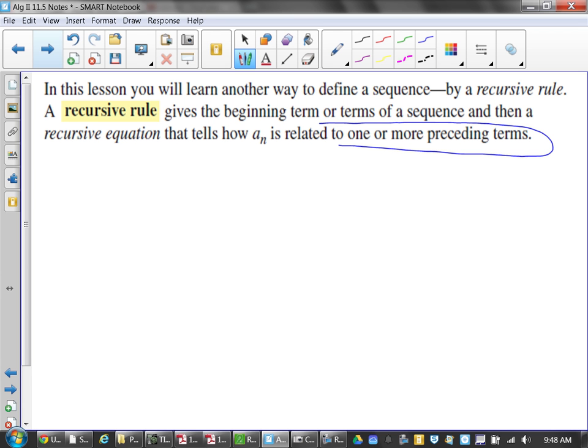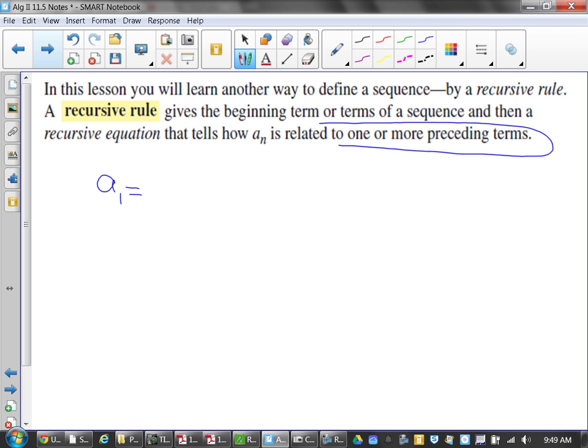It sounds horribly scary for something that works out very easy. Okay? We can write recursive rules for both arithmetic and we can write them for geometric sequences. And like I said, it's really easy to do. All right? So a recursive rule gives you the beginning term. So you have to always know what your a sub 1 is for a recursive rule. And then you're going to write it in terms of a sub n, the term before it.